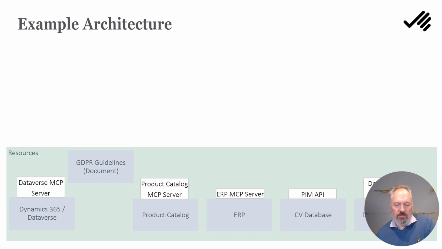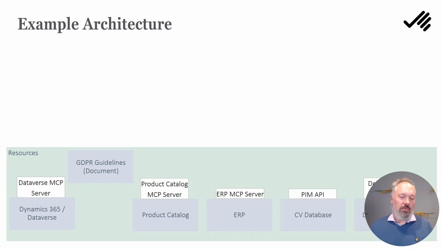The reason there are separate servers is that the Dataverse MCP is quite generic. It knows that it has tables and fields and so on, but it doesn't actually know that much about what a lead is, for instance, which the sales MCP does know. Even though it's working with the same data, it has a higher semantic understanding of what the data it's working with is.